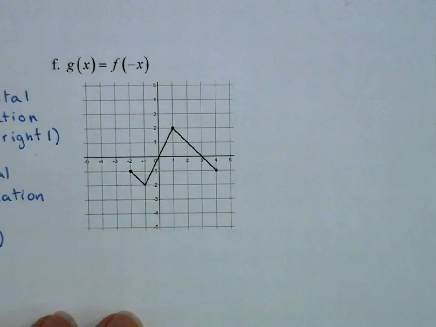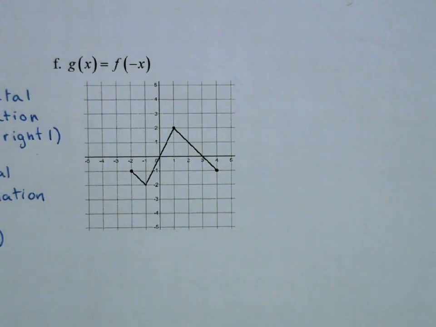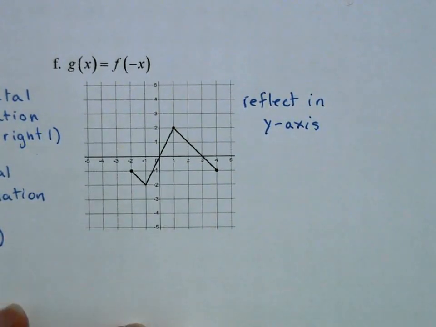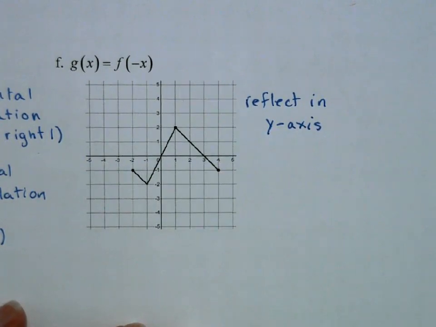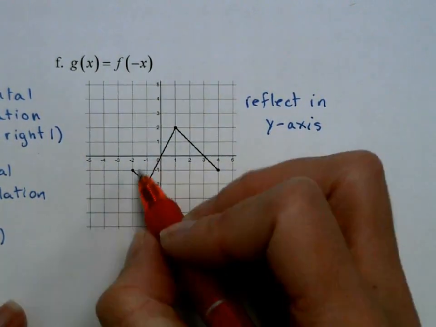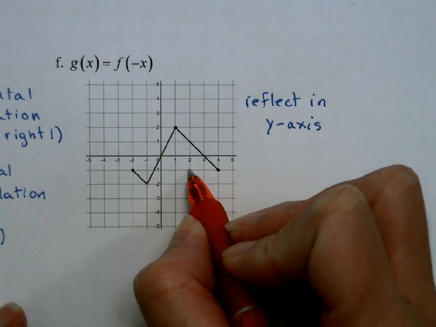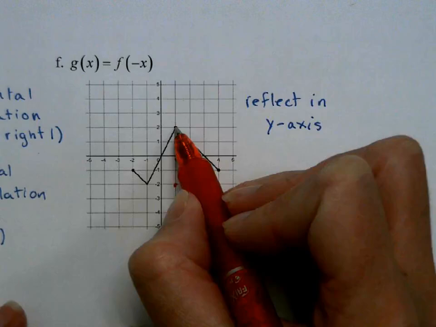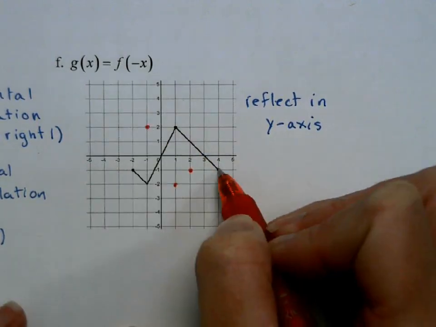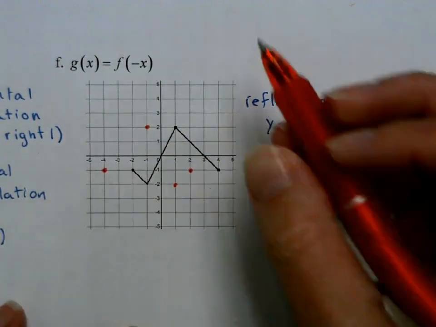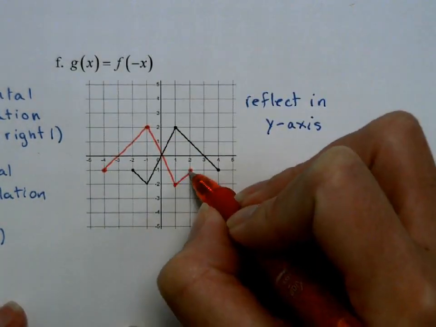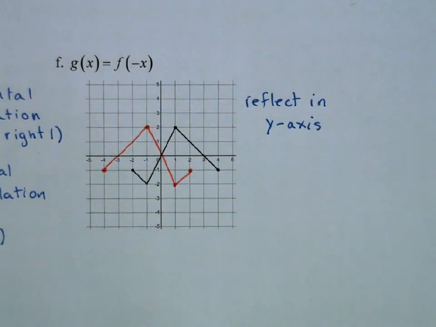The last one we're going to graph is f of negative x, which is going to reflect the graph in the y-axis. So we're going to take all of the x values and make them opposite. So this is going to flip over to positive 2, this is going to flip over to positive 1, this is going to flip over to negative 1, this is going to go to negative 4. So there's my reflection in the y-axis.